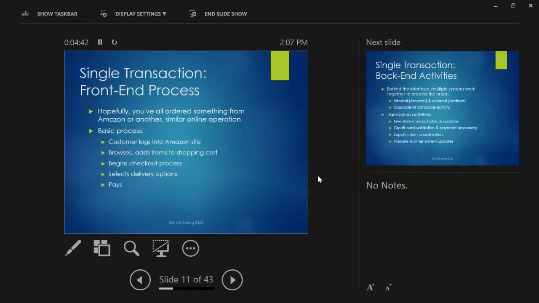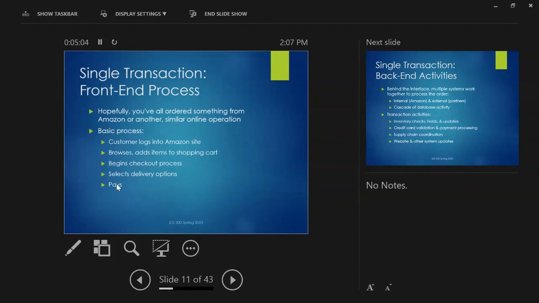So the front end process of a transaction is all the stuff that ordinary customers see, right? That's, you go to Amazon, they got the website, they got all the pages with the products on them. That's the front end stuff, the stuff that the customer sees. So the basic process: probably log in, browse around for a while, add some items to your cart, check out, pick your delivery options, and pay.